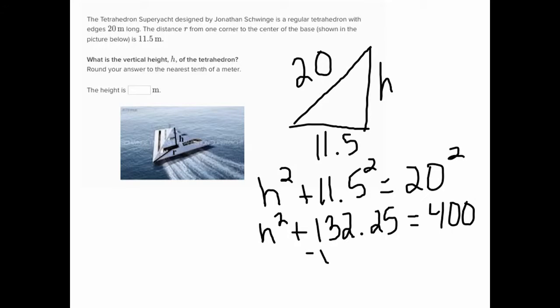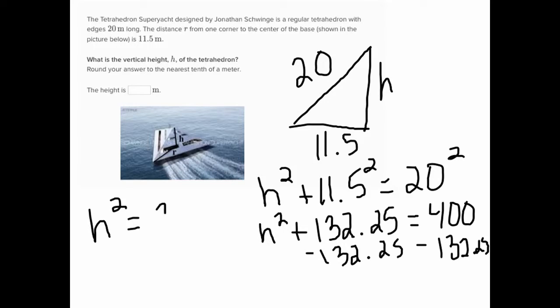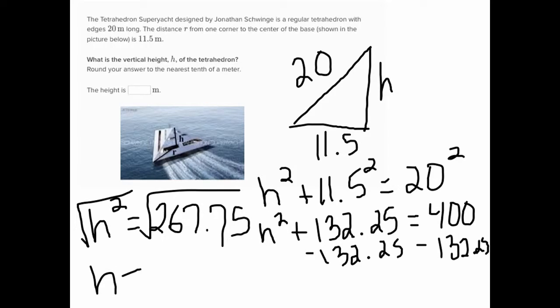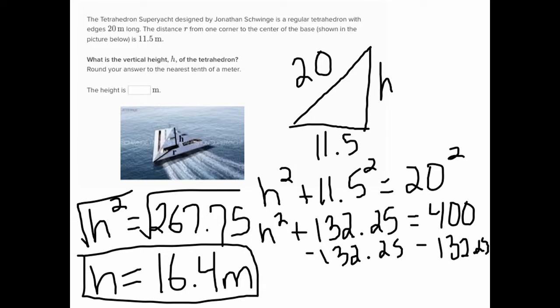Now, if I just use algebra to figure this out, get h by itself, subtract 132.25 to the other side, I'm going to get h squared equals 267.75. And since we're using calculators today, go ahead and take the square root. h equals 16.4 meters. And that is my height for this.